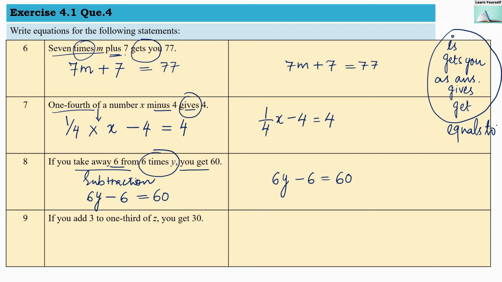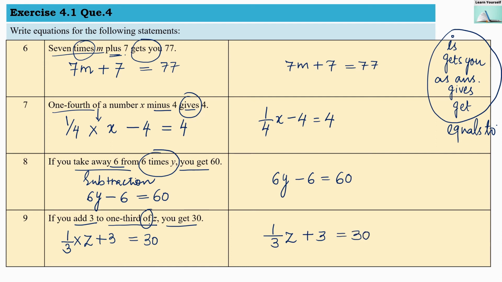Ninth sentence. If you add 3, so we are adding 3 to 1/3 of z. Now 1/3 of z means 1/3, of means multiplication, and this is z. This is 1/3 of z. You get means equals to 30. So 1/3 of z, when we add 3 to it, will give us 30.